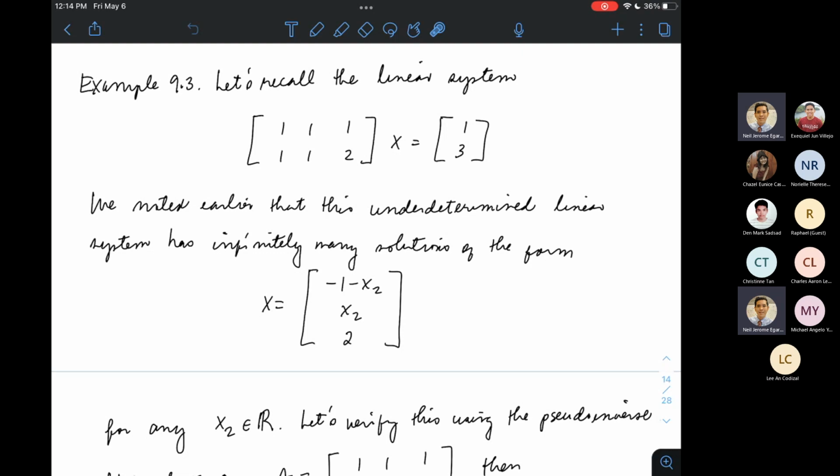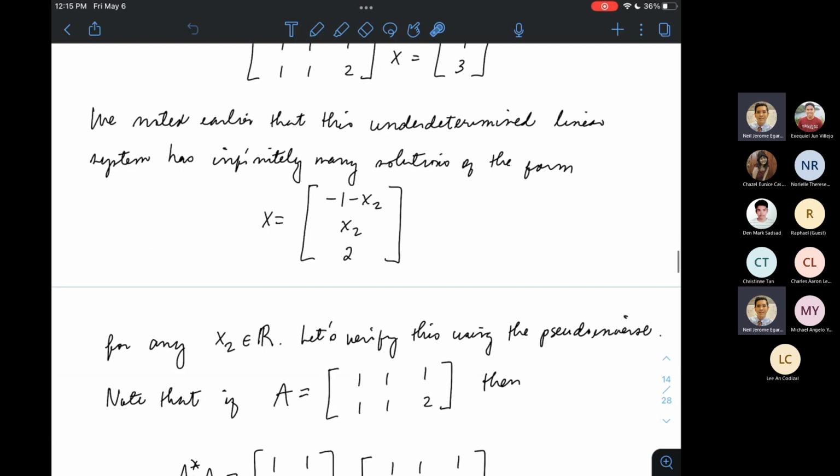In fact, I told you without proof that the solutions or any solution will be of the form -1 minus x2 comma x2 comma 2, where x2 is a free variable. So actually, makukompute mo yan by using elimination. Makukuha mo yung formula sa x1, sa x2, and then makikita mo na si x2 ay free variable, tapos si x3 ay equal kay 2. Alright? Now, tingnan natin kung paano natin magagamit yung equation 9.3 para ma-verify na indeed, infinitely many solutions siya, tapos ganito dapat yung form. Okay?